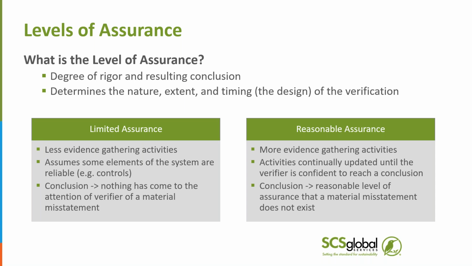Some of that is done with limited, but I think the conclusions really lead you to the exact difference. The conclusion with limited is that nothing has come to the attention of the verifier that there is a material misstatement. But the conclusion with reasonable is that we have a reasonable level of confidence that there is no material misstatement. So that's the nuanced difference between limited and reasonable.